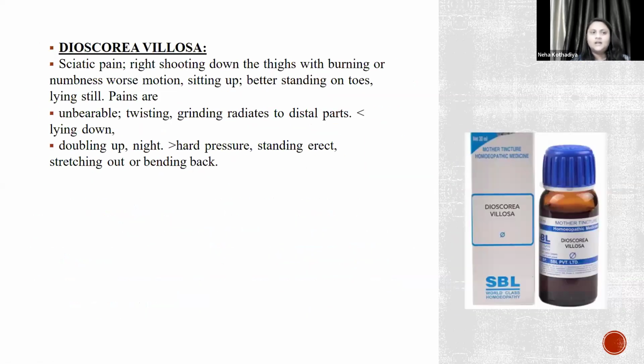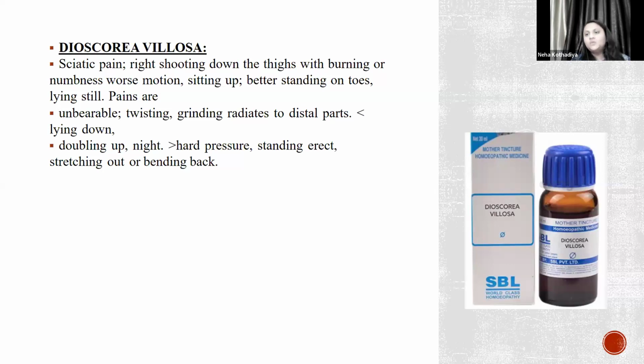Now Dioscorea villosa. Sciatic pain, right, shooting down the thighs with burning numbness, worse from motion, sitting up, better by standing on the toes, lying still. Pains are unbearable. Twisting, radiating to the distal part, which is aggravated in the lying down condition. Doubling up at night, ameliorated by hard pressure, standing erect, stretching out, or bending back.